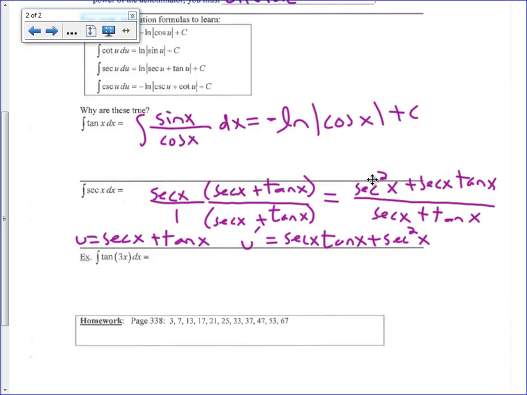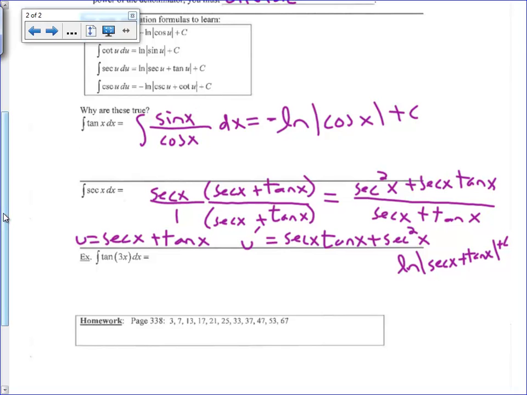So we actually have u prime over u. That top is just the derivative of the bottom. So the answer to that is the natural log of the bottom. So that's why it works out to be the natural log of the absolute value of secant x plus tan x. And I know you're thinking, wow, another thing to learn, but sometimes it's not all rainbows and unicorns up in this place.